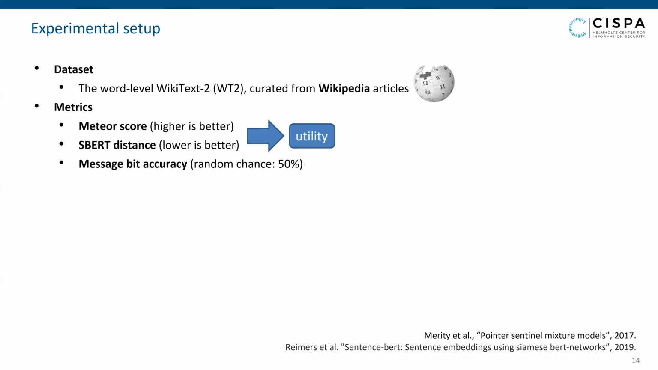Therefore, we use the pre-trained sentence-BERT model to evaluate the semantic similarity. We compute the L2 distance between the embeddings of the input and output sentences, where lower distance is better. These two metrics measure the text utility or quality. Finally, we evaluate the bit accuracy of decoded messages over all sentences in the test set.